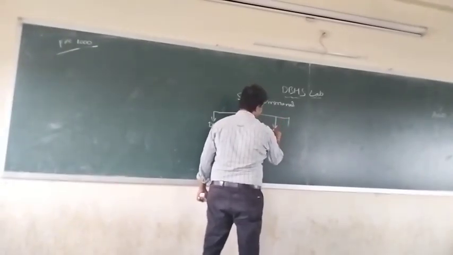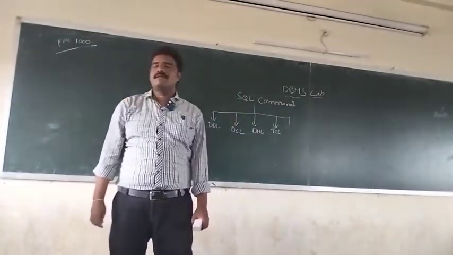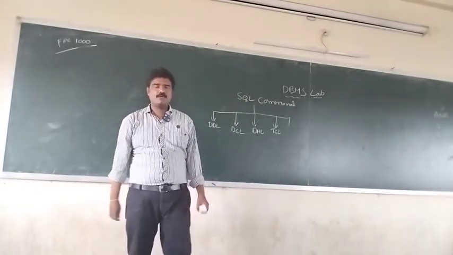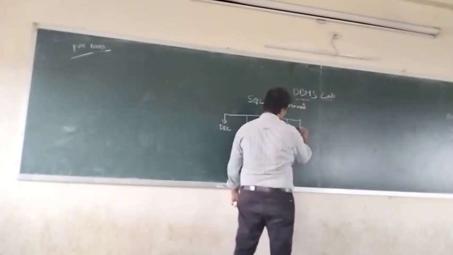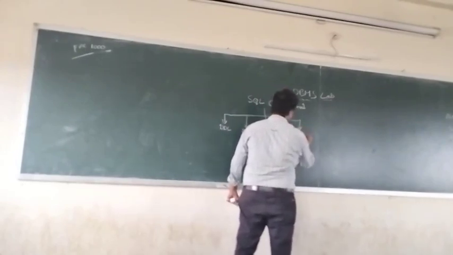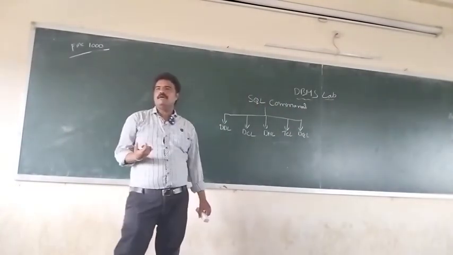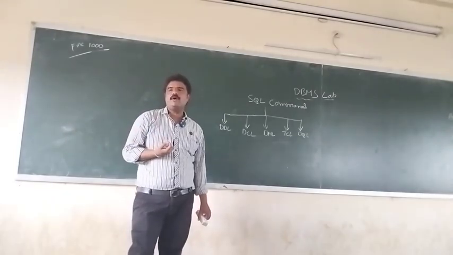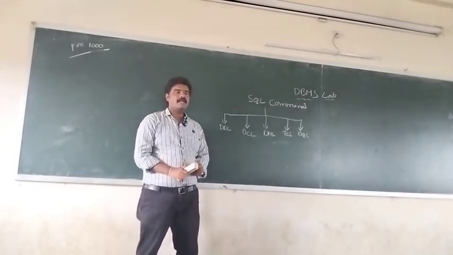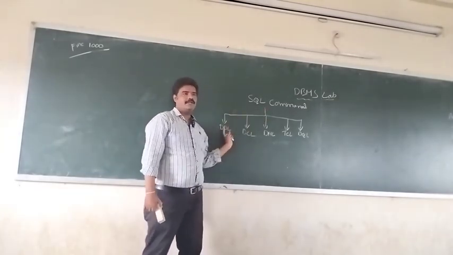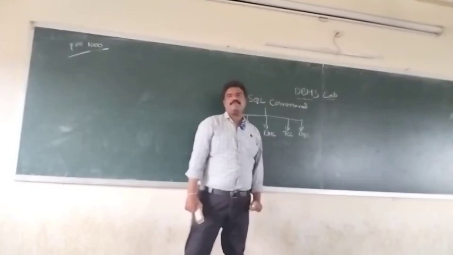Then we have TCL. TCL stands for transaction control language commands. What is the last one we have? We have DQL, data query language. Data query language means we are going to be retrieving data. So fundamentally I am segregating SQL commands into DDL, DCL, DML, TCL and DQL.